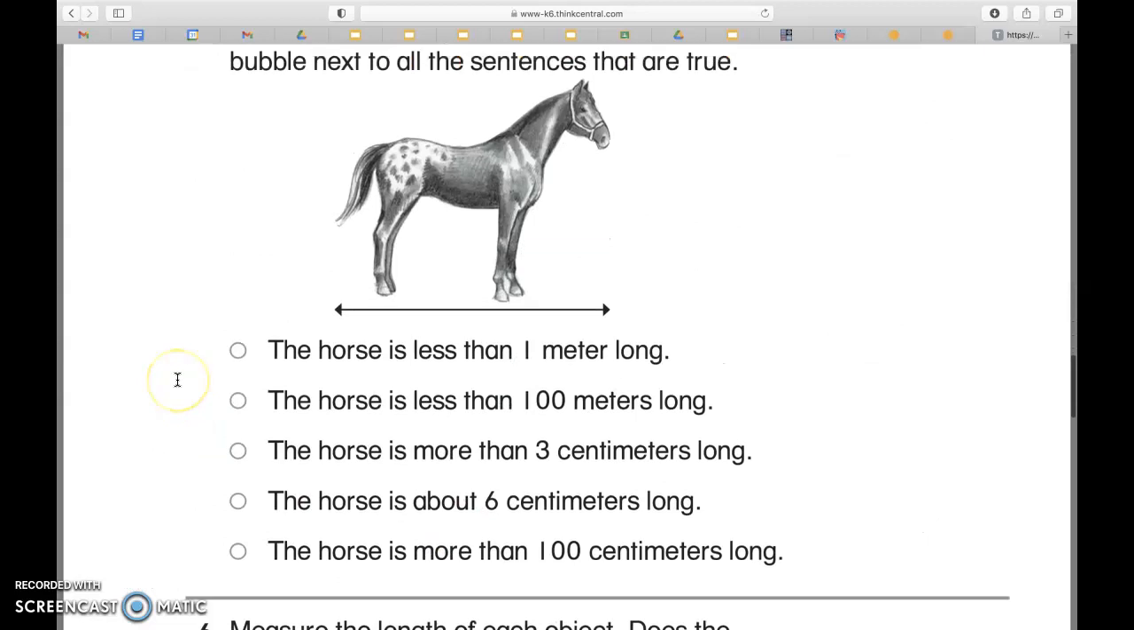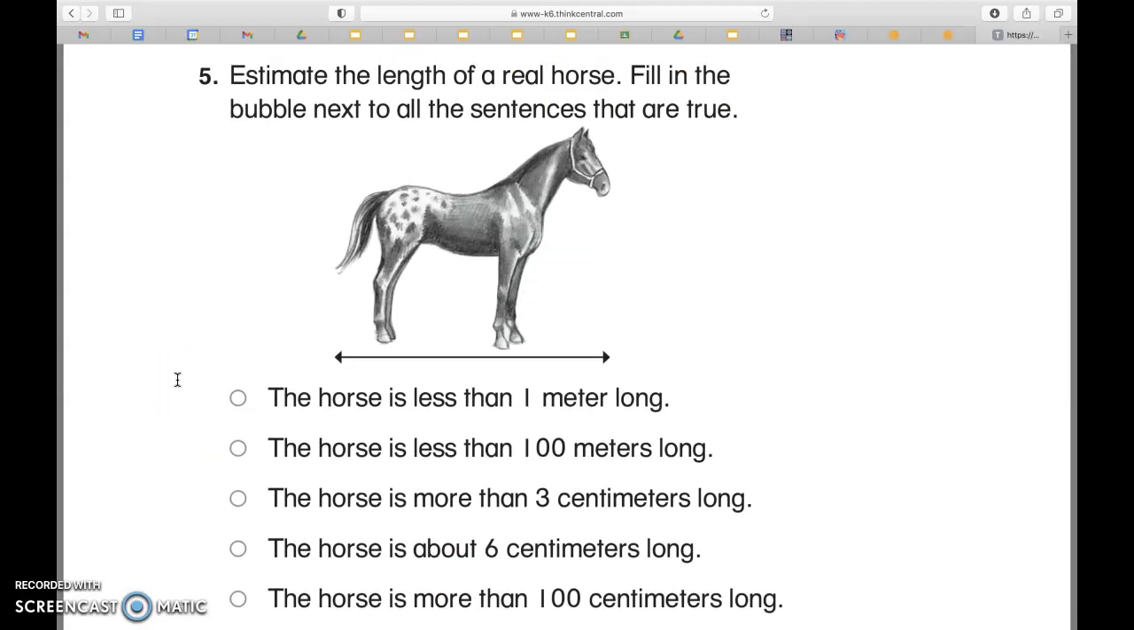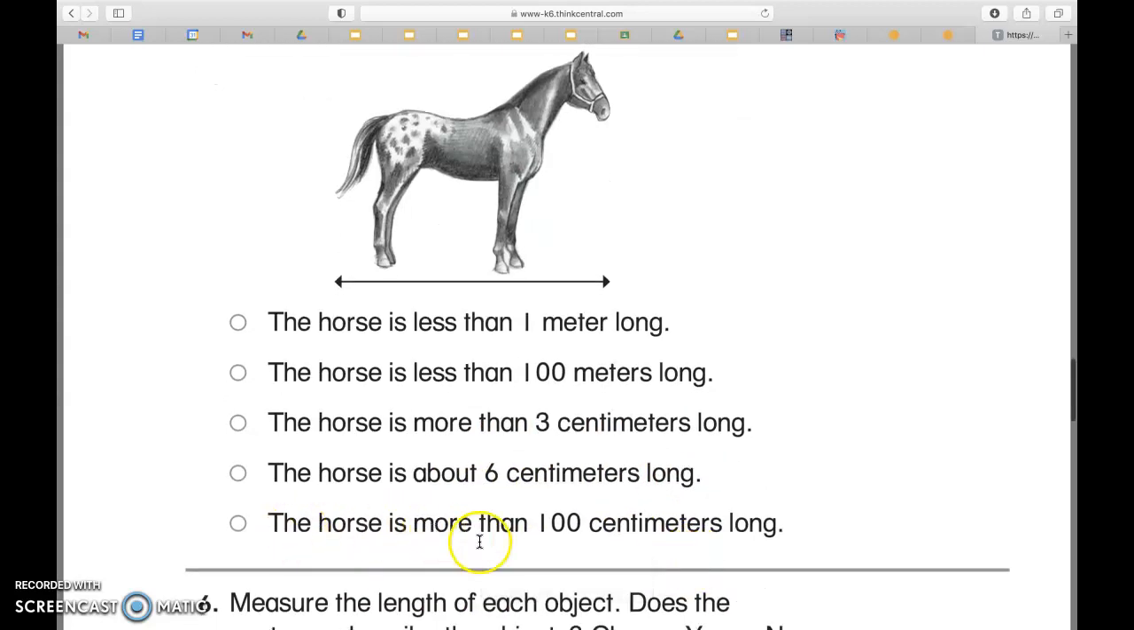Number 5. Estimate the length of a real horse. Fill in the bubble next to all of the sentences that are true. The horse is less than 1 meter long. We're thinking of a real horse. The horse is less than 100 meters long. The horse is more than 3 centimeters long. The horse is about 6 centimeters long. The horse is more than 100 centimeters long.